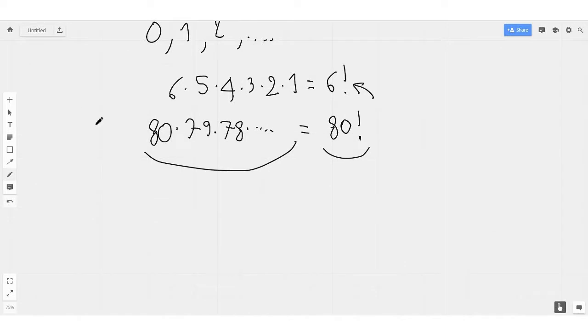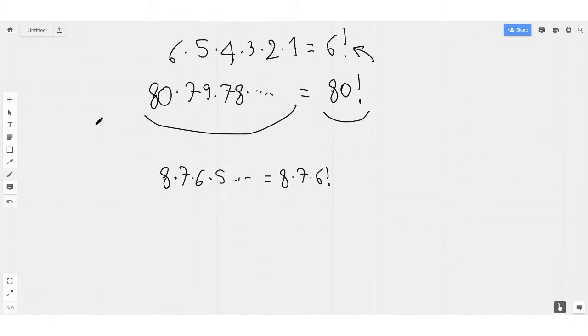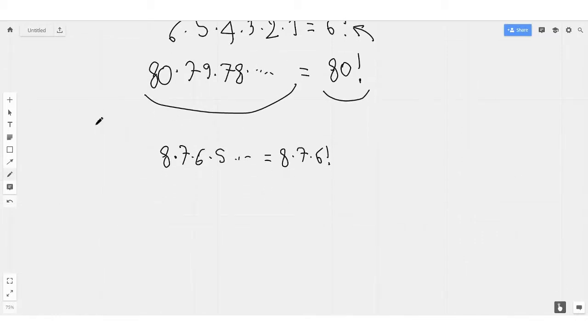So what can you do with factorials? Something you can do, let's say, if you already know 6 factorial, you want to calculate 8 factorial. So you don't have to do the whole calculation. You can simply do 8 times 7. You would have to write it 8 times 7 times 6 times 5 and so on. Or you can simply say 8 times 7 times 6 factorial if you already have it.